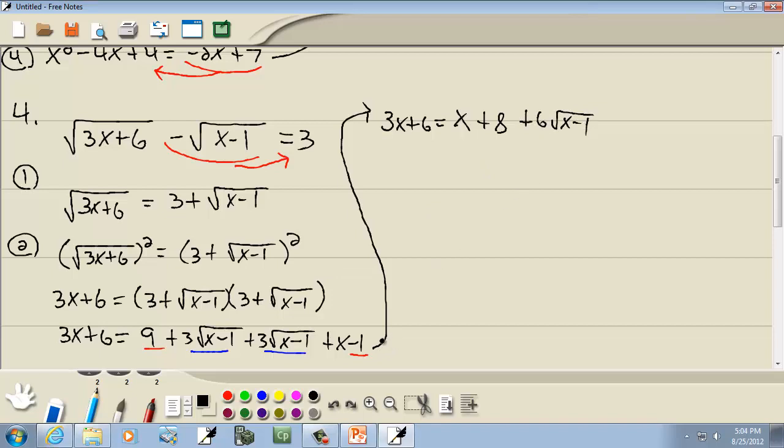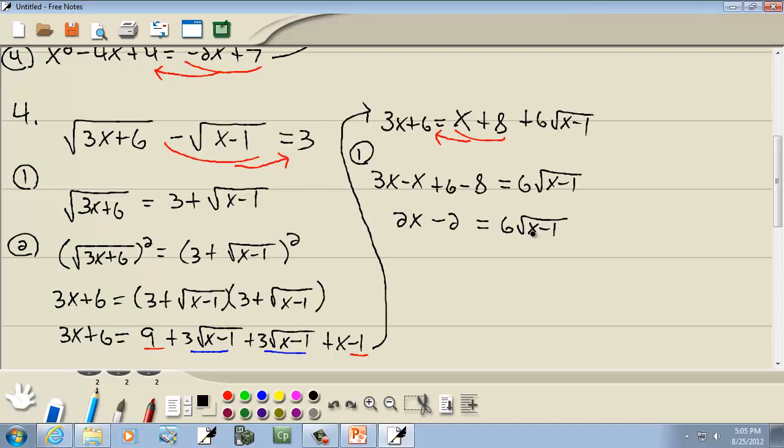Okay, we're ready for step 3. Step 3 says if more radicals, go back to step number 1. And so we're back to number 1. Step number 1 says get a radical by itself. So I'm going to take the x plus 8 and move them to the left side. So we get 3x minus x plus 6 minus 8 equals 6 square root of x minus 1. Combine together like terms, 3x minus x is 2x, 6 minus 8 is negative 2.